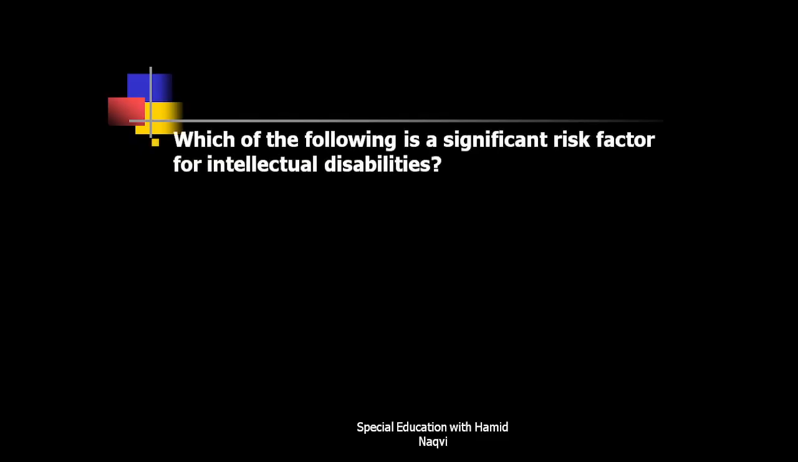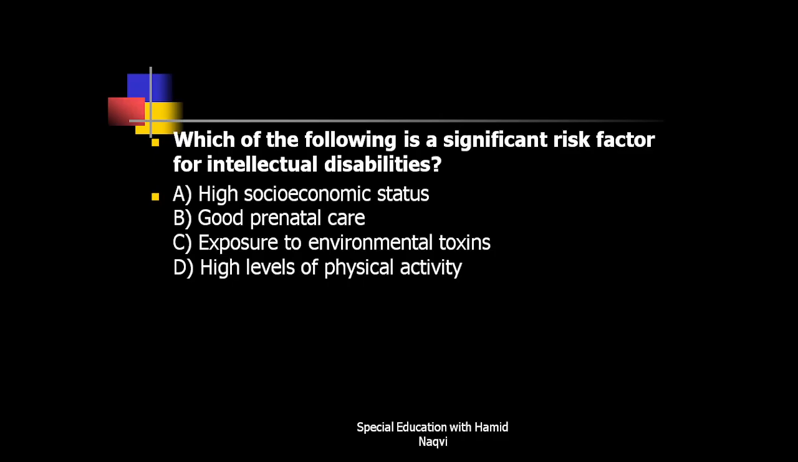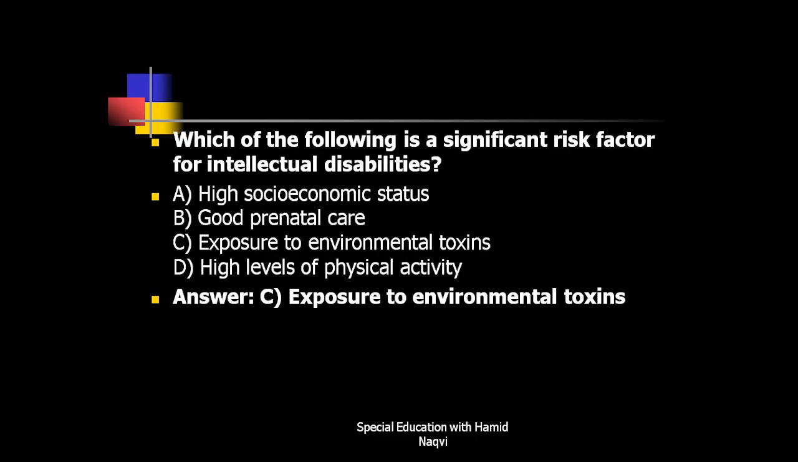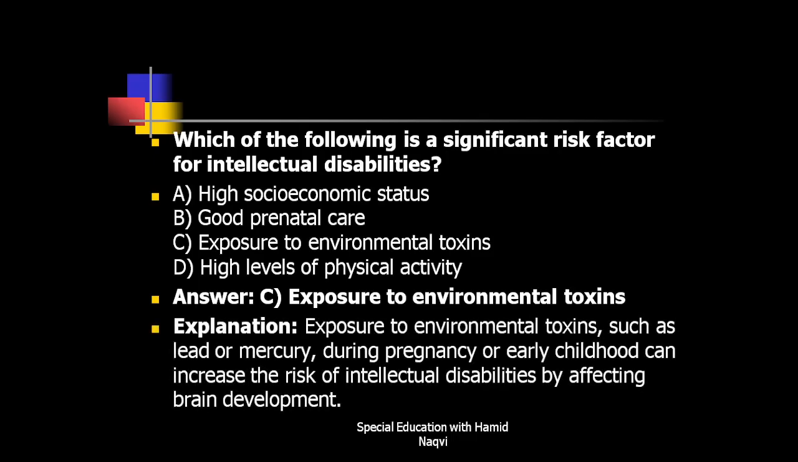Which of the following is a significant risk factor for intellectual disabilities? High socioeconomic status, good prenatal care, exposure to environmental toxins, high levels of physical activity. Answer is C, that is exposure to environmental toxins. Exposure to environmental toxins such as lead or mercury during pregnancy or early childhood can increase the risk of intellectual disabilities by affecting brain development.